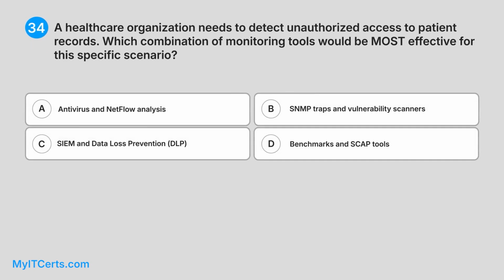34. A healthcare organization needs to detect unauthorized access to patient records. Which combination of monitoring tools would be most effective for this specific scenario? A. Antivirus and NetFlow analysis. B. SNMP traps and vulnerability scanners. C. SIEM and data loss prevention, DLP. D. Benchmarks and SCAP tools.